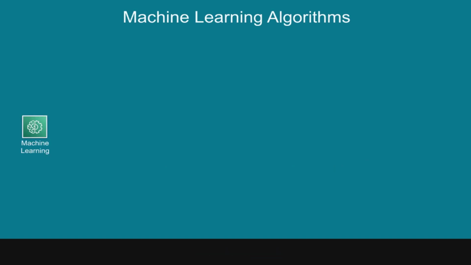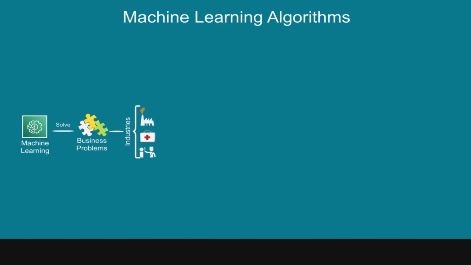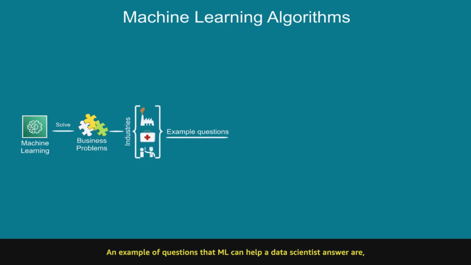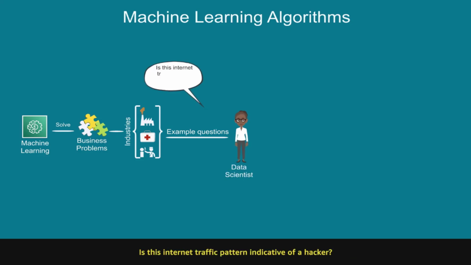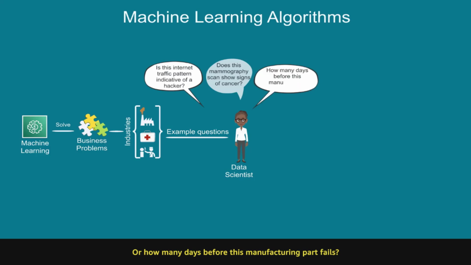Machine learning, or ML, can help solve a variety of business problems across many industries. An example of questions that ML can help a data scientist answer are: is this internet traffic pattern indicative of a hacker? Does this mammography scan show signs of cancer? Or, how many days before this manufacturing part fails?